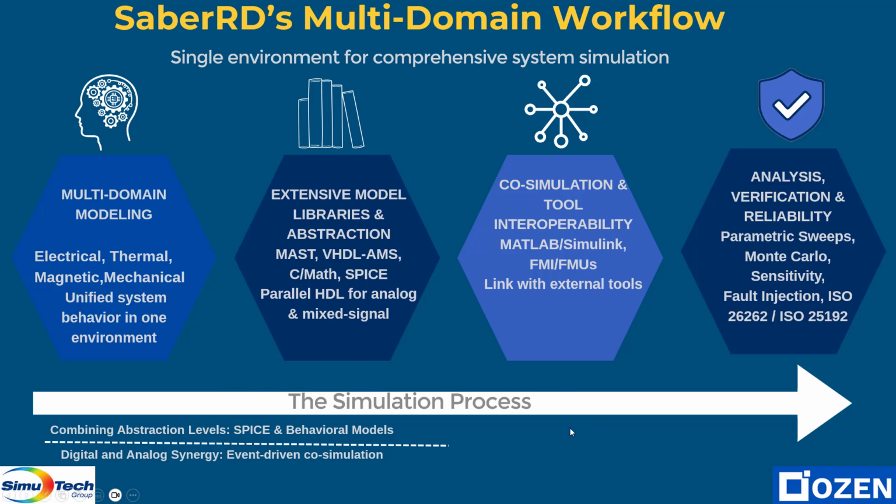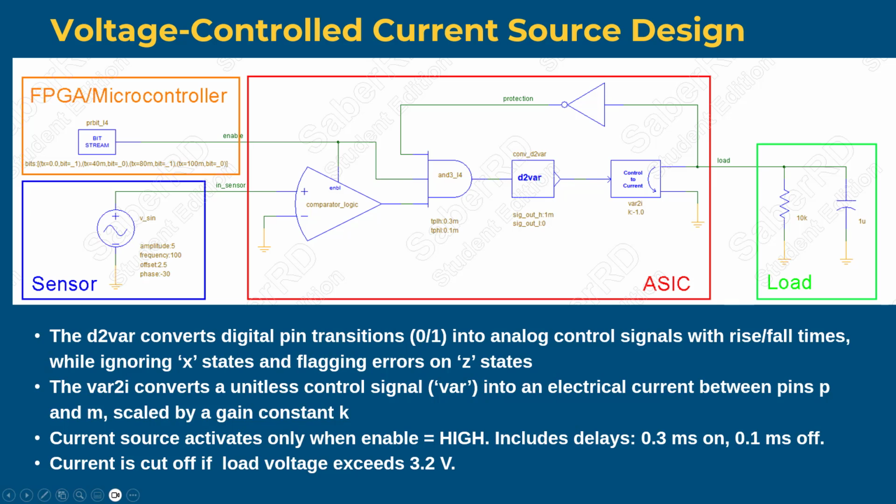So it's digital and analog synergy. As you see here, I showed a voltage controlled current source design. We have an FPGA or microcontroller to generate a bit stream for us. We have a sensor, we have an op-amp, we have comparator logic, and we have some other logic.